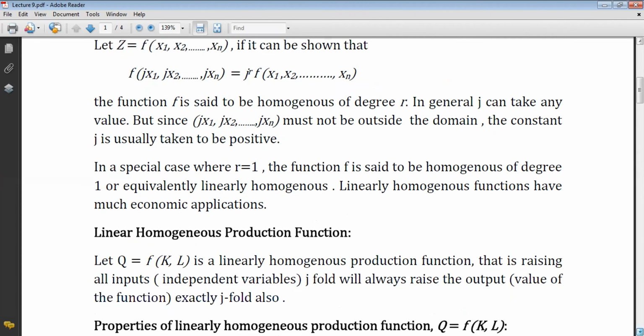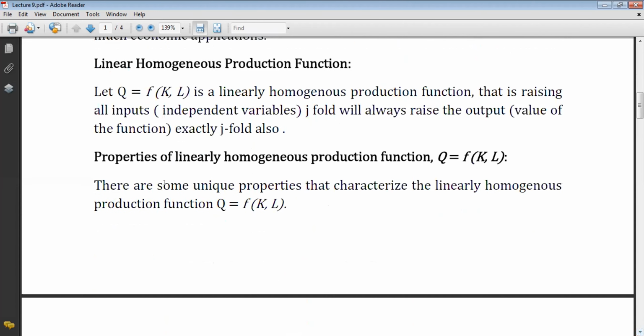So now, linear homogeneous production function. Here let Q be a function of K and L, where K and L are inputs. These are independent variables of this production function. So Q is a function of K and L, a linearly homogeneous function, that is, raising all inputs by j will always raise the output exactly j times. Okay, so what does it mean? It means that the degree of homogeneity of this function is 1, because it is a linearly homogeneous production function.